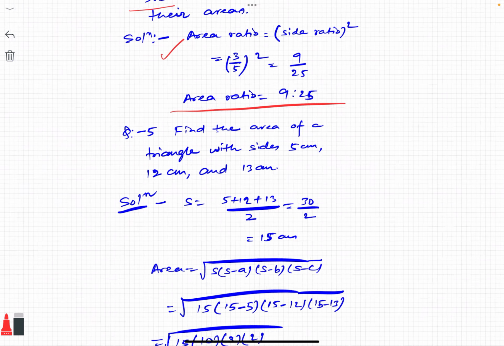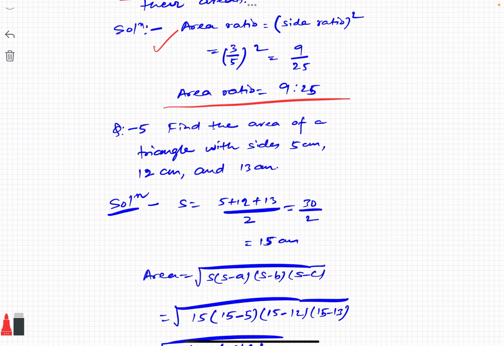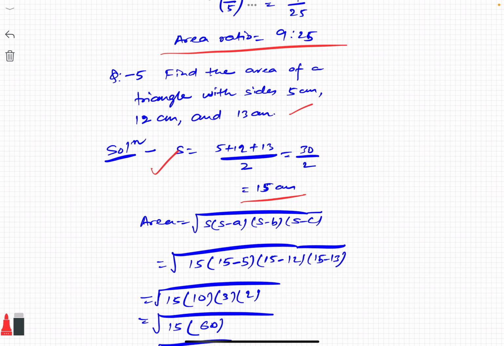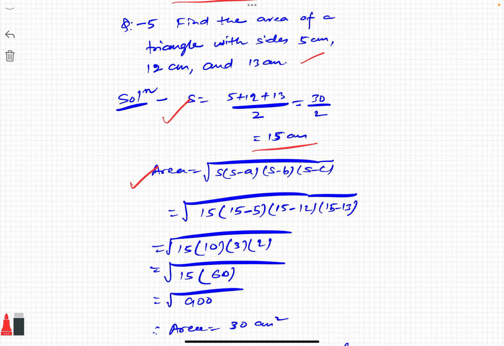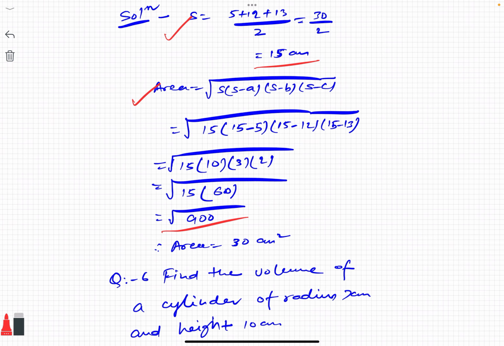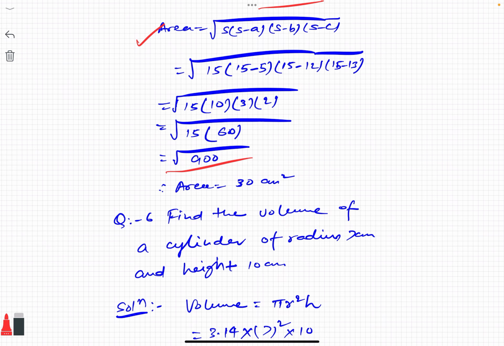Question number 5 is find the area of a triangle with sides 5 cm, 12 cm and 13 cm. We know the semi-perimeter formula. s is equal to (5 plus 12 plus 13)/2, that will be 15. Area is in terms of semi-perimeter, root under s into (s minus a), (s minus b) and (s minus c). We will put the value of s and a, b, c. We will get root 900. Area is equal to 30 centimeter square.